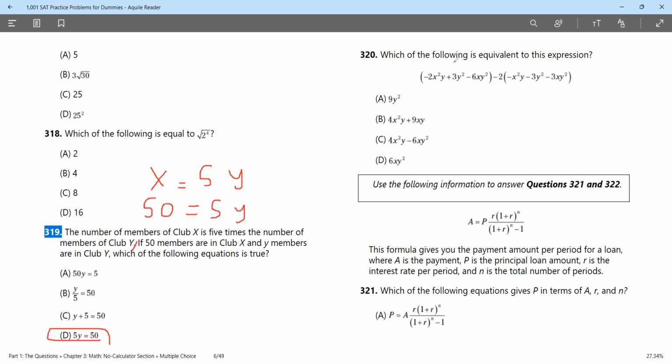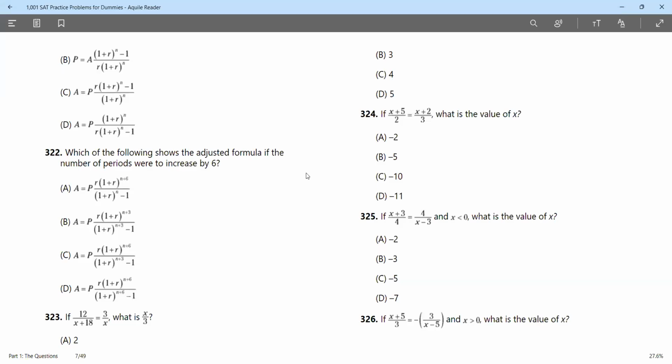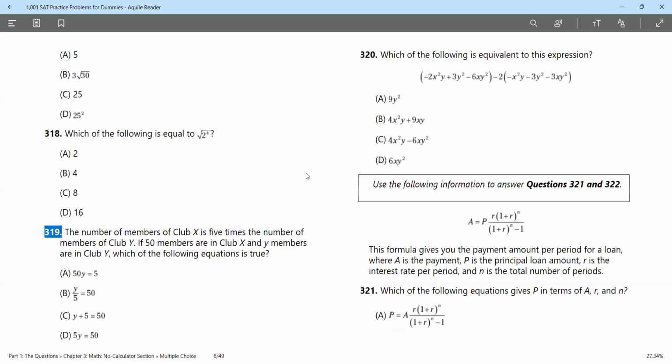Let's move on to another question. Okay, let's see which one. Which one do I want to answer? Why don't we go back to this question? Why don't we solve it?